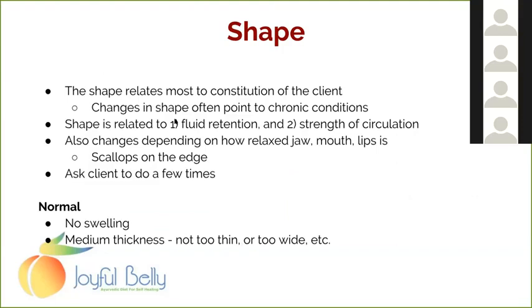Shape of the tongue. The shape relates most to the constitution of the client. So changes in shape point to chronic conditions. And the shape of the tongue is related to the amount of fluid retention and the strength of circulation. It also depends on how relaxed your jaw, mouth, and lips are. So normal is no swelling with a medium thickness on the tongue, not too thin, not too wide.